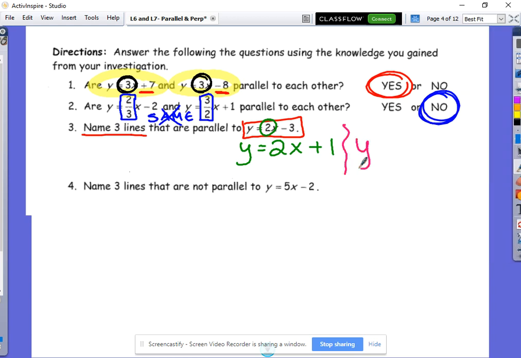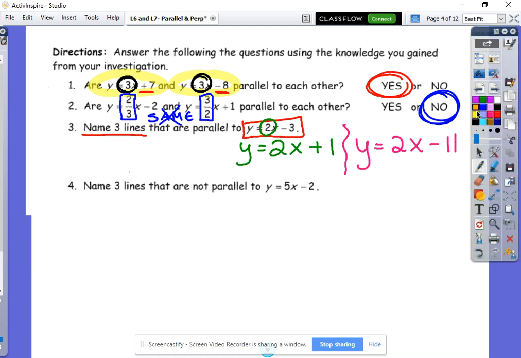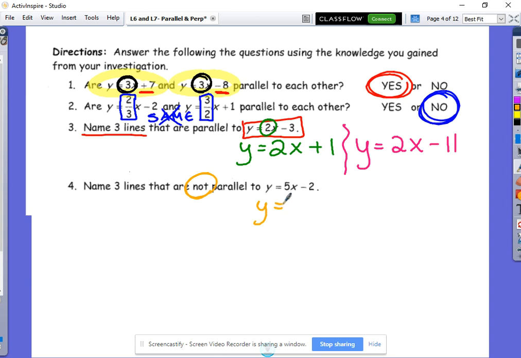All right, so maybe you came up with y equals 2x minus 11. That's parallel as well. Same slope, different y-intercept. What we're going to do now is look at 3 lines that are not parallel. If they're not parallel, that simply means that my slope has to be different. So maybe negative 5x plus or minus anything, plus 7. That's going to be a very different slope, so not parallel.